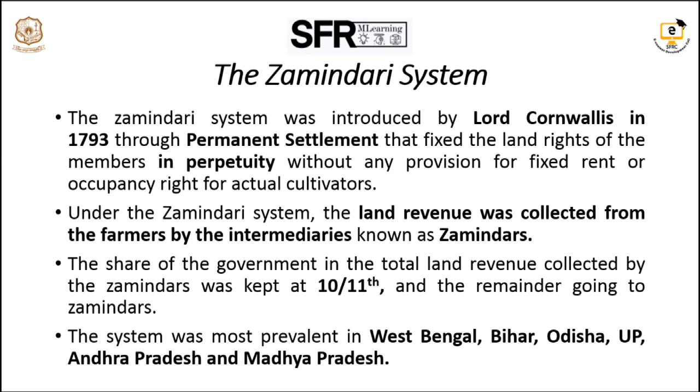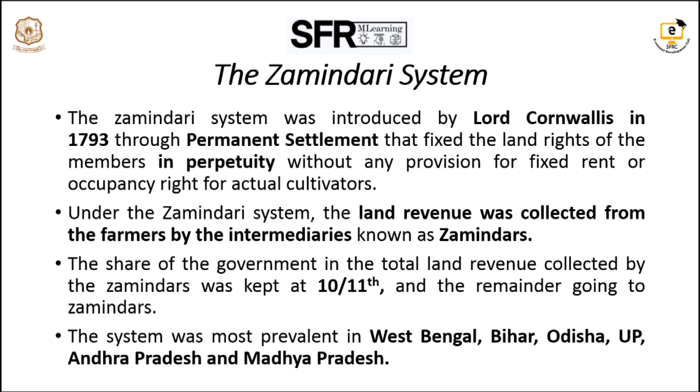Under this Zamindari system, the land revenue was collected from the farmers by intermediaries known as Zamindars. The Zamindars became intermediaries. They collected tax from the peasants, the common people, and handed it over to the British. The revenue collection was 10 out of 11. That means if a person earns 11,000, they have to pay 10,000 to the Zamindars. This is the Zamindari method of collecting revenue.